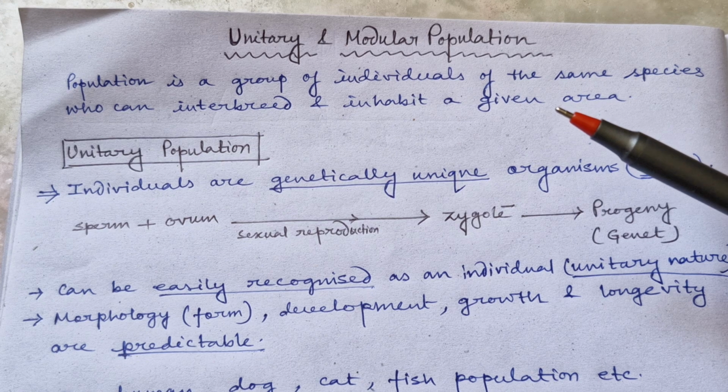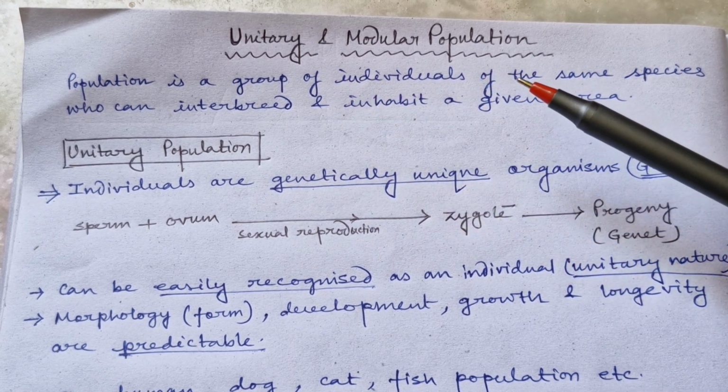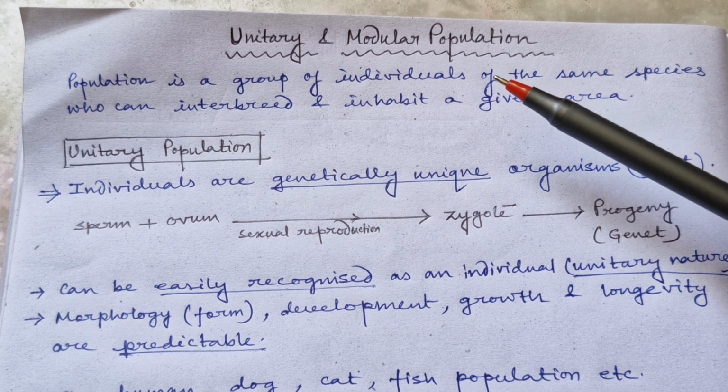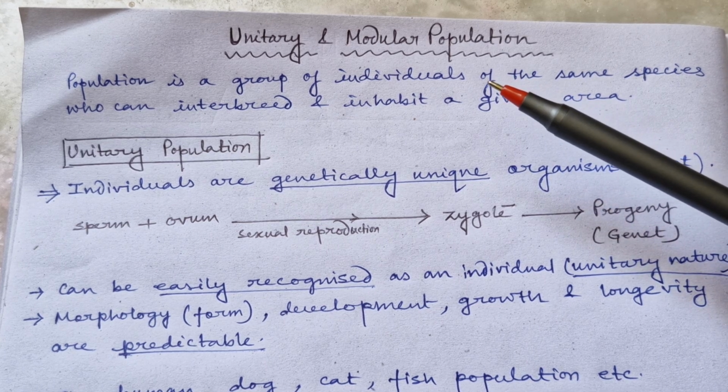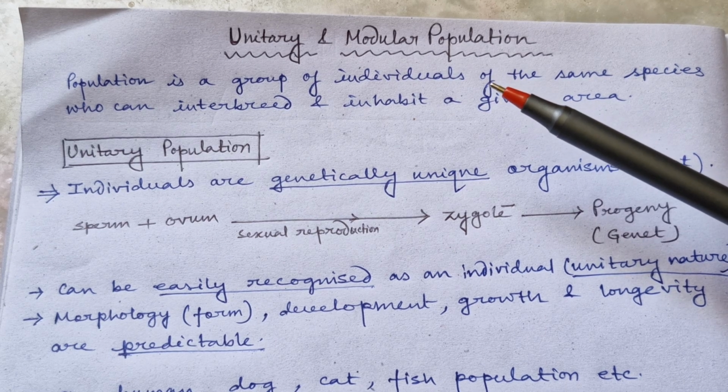So in today's video we are going to discuss unitary and modular population. And this video is going to be useful for BSc and MSc zoology students and also for CSIR NET aspirants. And NEET students can also watch this.